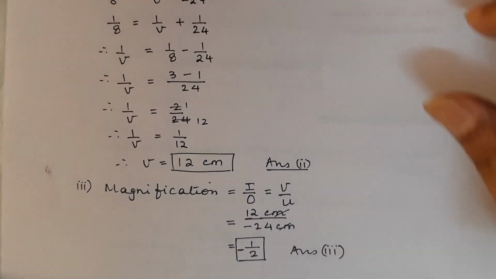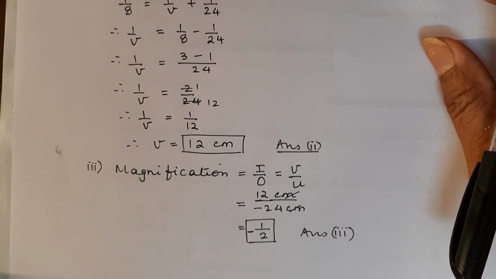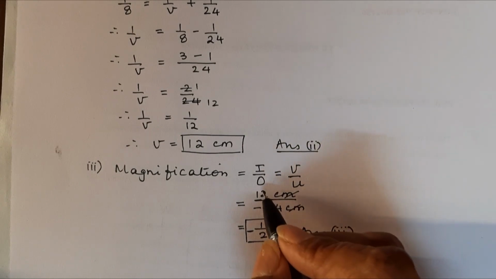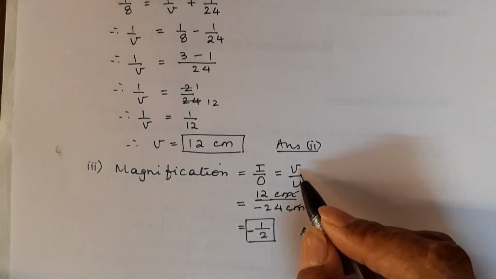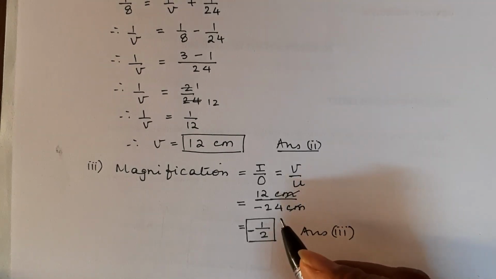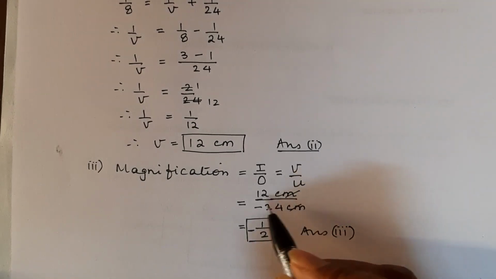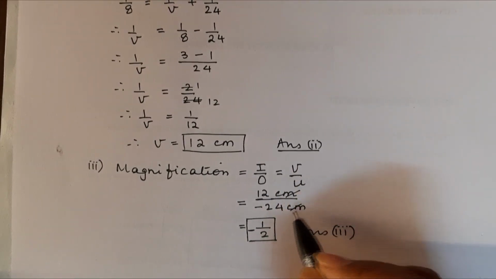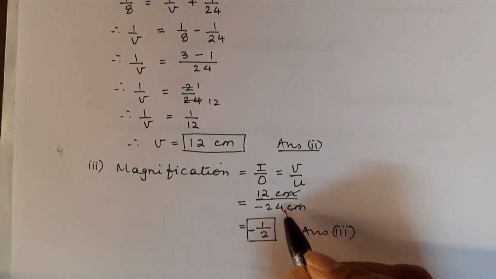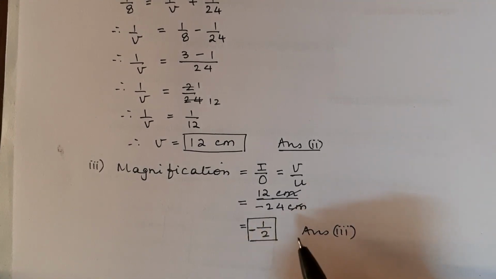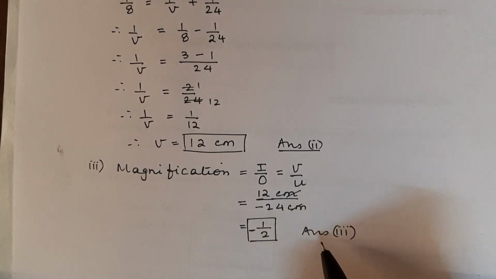The third part tells us to find the magnification. Now magnification is size of the image upon size of the object, which is the same as image distance upon object distance, that is v upon u. So we substitute v as 12 centimeter, u as minus 24 centimeter, the centimeters got cancelled, and then 12 ones are 12 and 12 twos are 24, that gives us half with the minus sign. That is our magnification, and that is our answer.